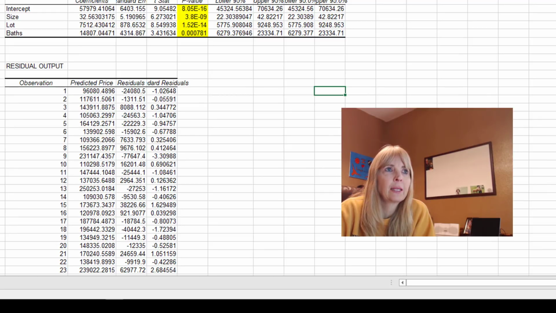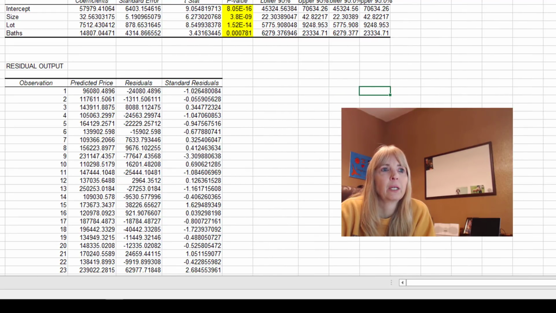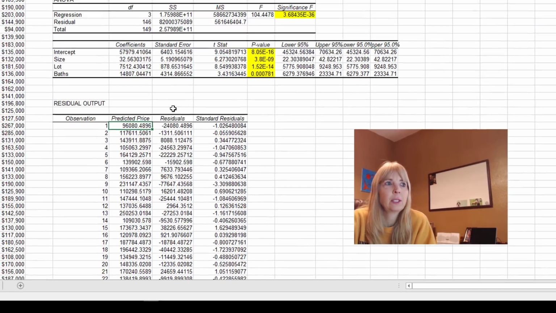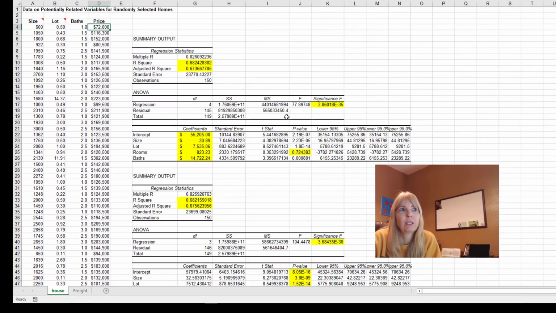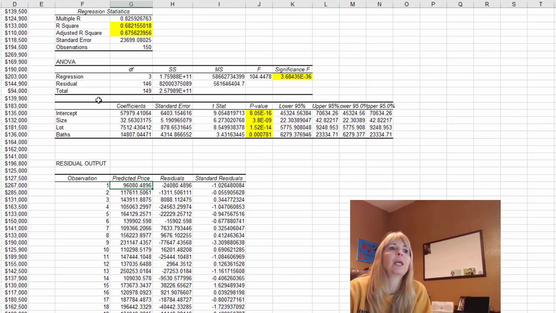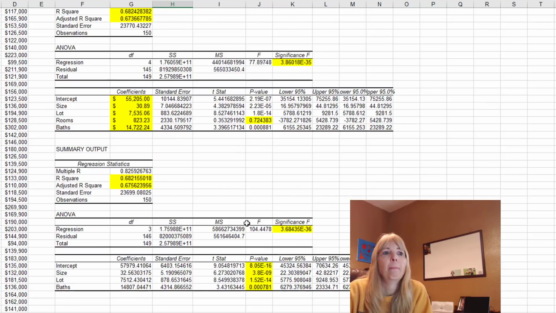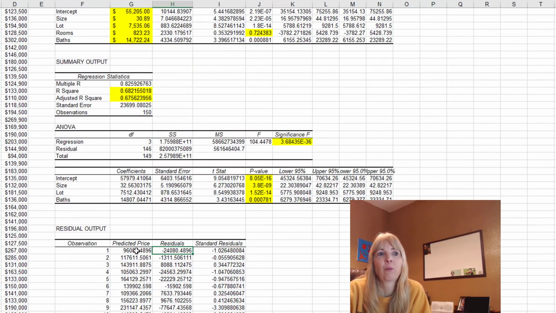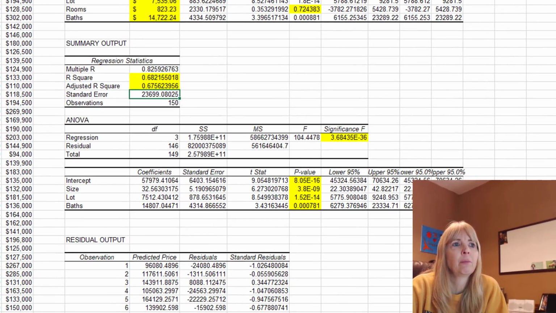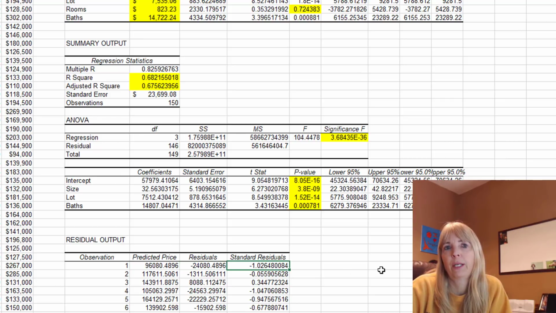So first of all, just looking at this output, let me make these a little bigger so you can see this. If I'm looking at observation 1, the predicted price is 96,000. Well, look at the price, 72,000. So this 96,000, I would take this and subtract from the actual, and that's how I'm getting my residual. That didn't change. Still doing the actual price minus my predicted price. And notice if I look up here at my standard error, I can see that that's about 1 standard deviation, which is what it's showing here.